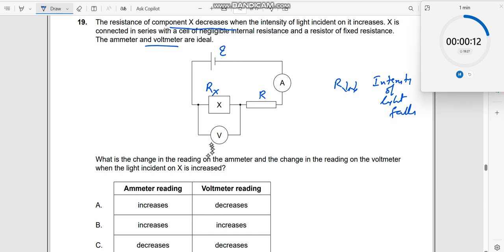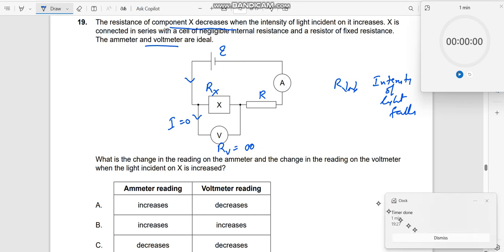What does it mean? It means this has a resistance equal to infinity. No current will pass through it. Okay, I is equal to 0 here. All the current extracted from the battery will only pass through this one here, and pass through the ammeter. The ammeter also will not have any resistance. So therefore it's an ideal ammeter.